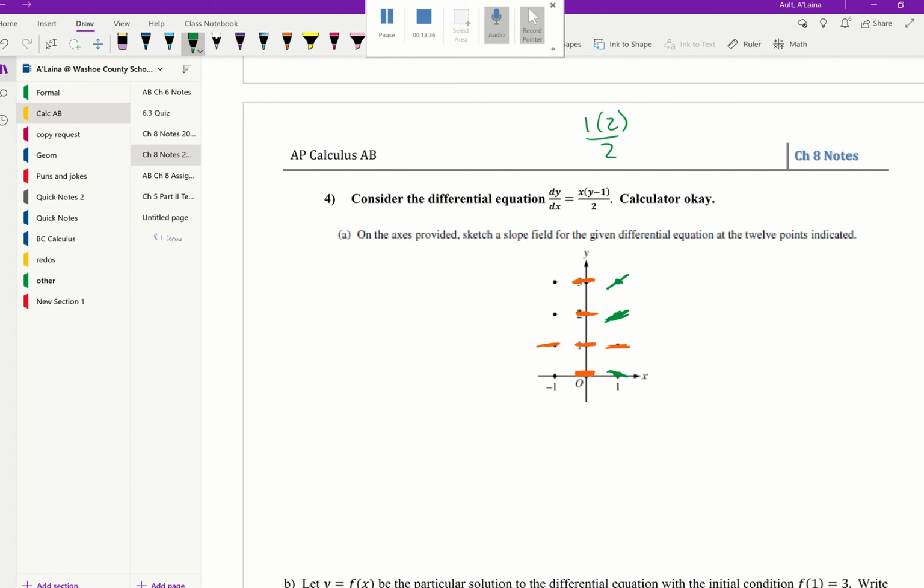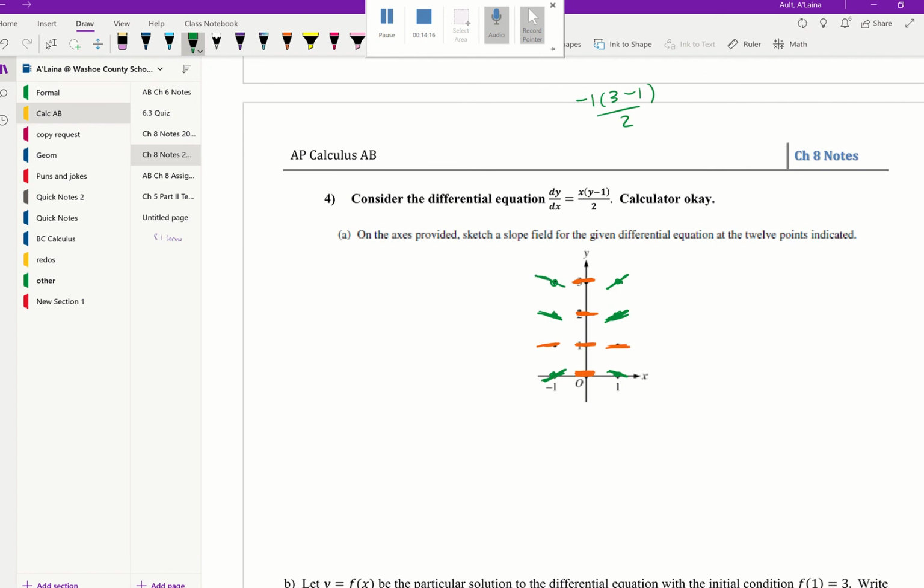And I'm going to just kind of repeat that for some of my other ordered pairs. If I do the ordered pair negative 1, 0, I would have negative 1 for x, 0 for y. I get a positive 1 over 2, so a positive 1/2 for my slope. If I plug in the point negative 1, positive 2, I have negative 1 times 2 minus 1 over 2, so I get negative 1/2. And then if I plug in negative 1, 3, I get negative 1 times positive 2 on the numerator divided by 2, which is negative 1. So there's the slope field.